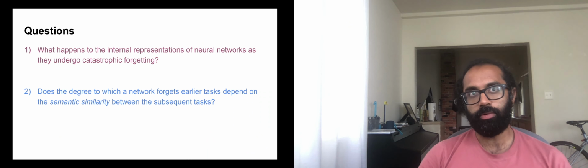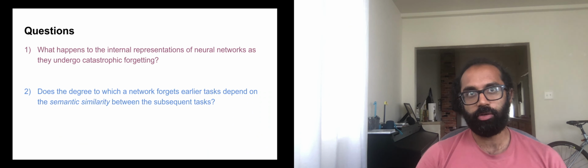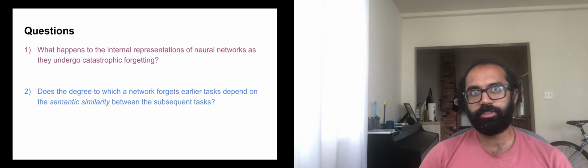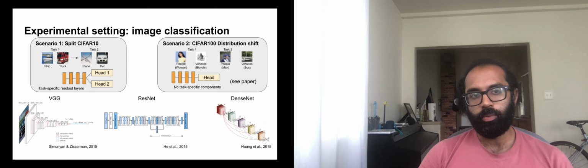First, in feed-forward neural networks, does catastrophic forgetting corrupt each layer's representations of the dataset equally, or is there some variation across layers? Second, how does the degree of semantic similarity between tasks affect the amount of forgetting a network will incur? We explore these questions in the context of image classification with two different setups.